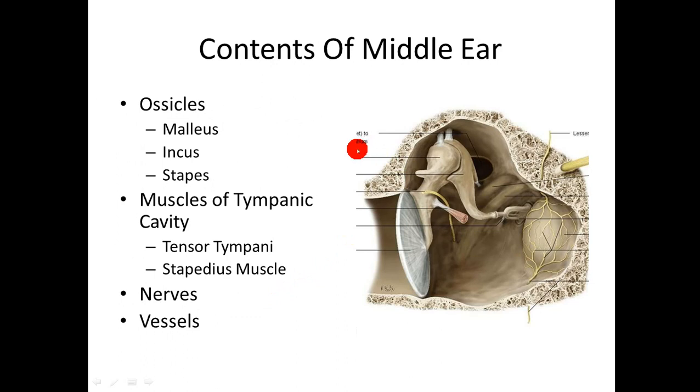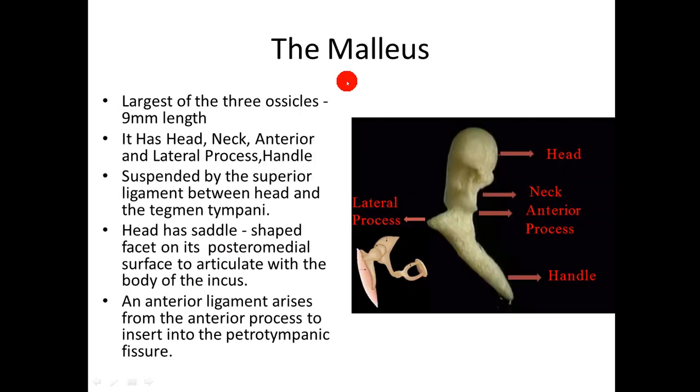Coming to the contents of the middle ear, we have three ossicles which I have already told you. Then we have two muscles, the tensor tympani and the stapedius muscle. Then we have nerves and vessels. The malleus, which I have already told you, has a head, neck, and handle, and it has two processes, the lateral process and the anterior process. The head is suspended by a ligament, and the handle is attached to the tympanic membrane, this entire area. It also has an anterior ligament which is attached here to the anterior process, the anterior ligament of the malleus.